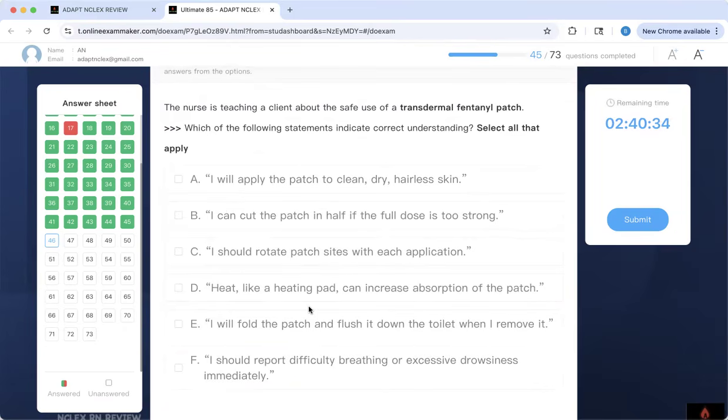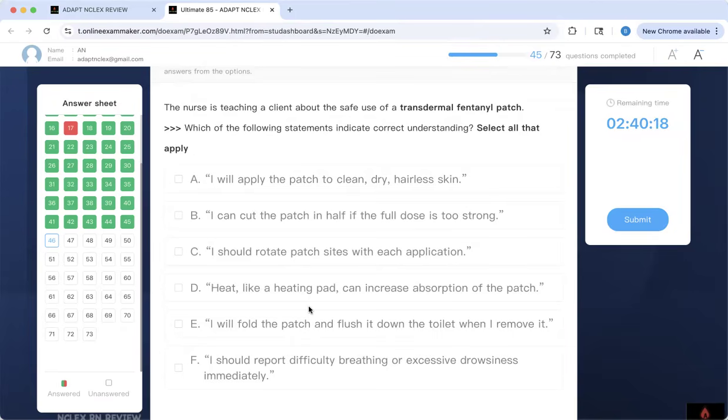And this is teaching the client about safe use of transdermal fentanyl patch. The fentanyl does not matter. The patch is the key. Which of the following statements indicate correct understanding? Select all that apply. It's a patch. Every question, think about it in the patch form.